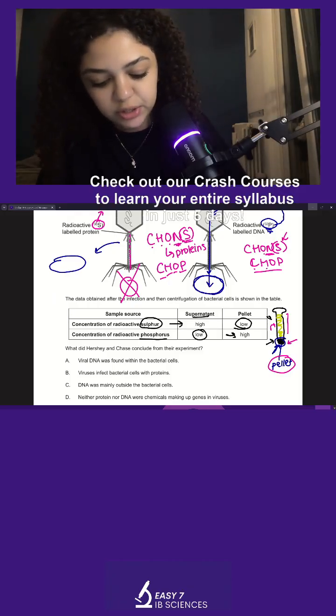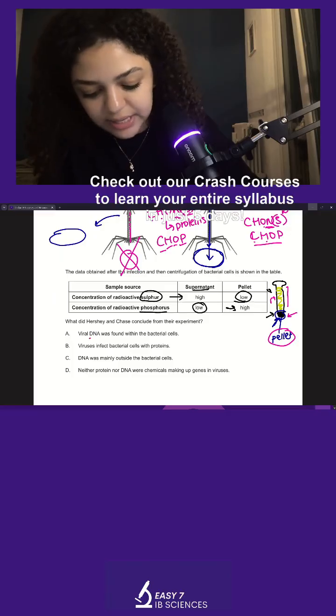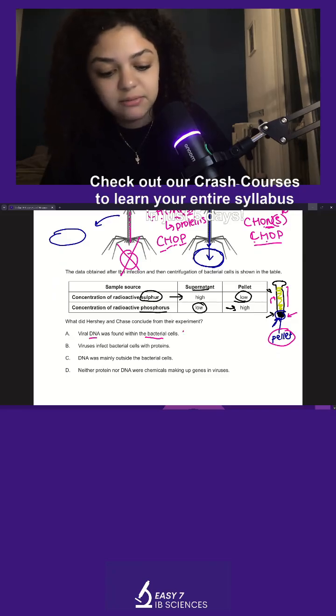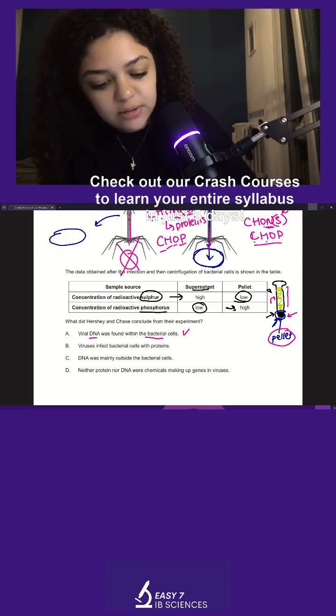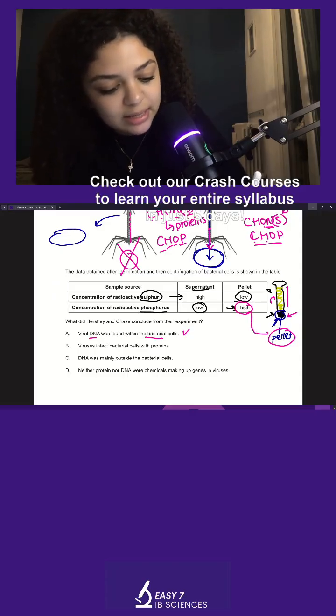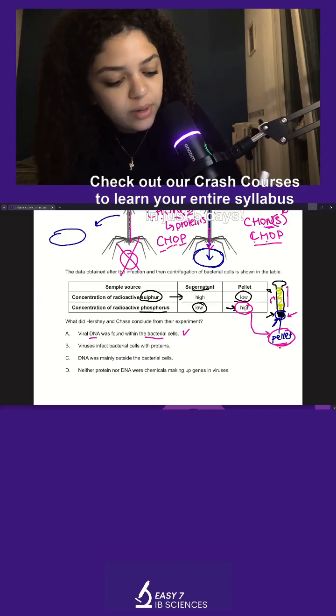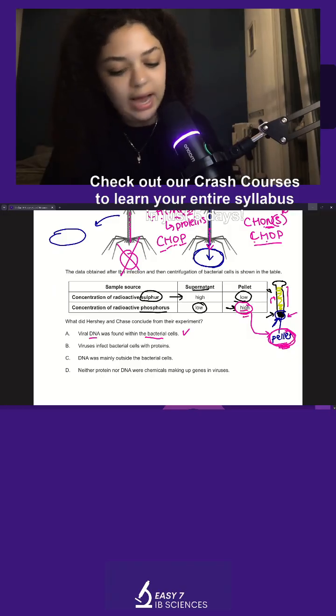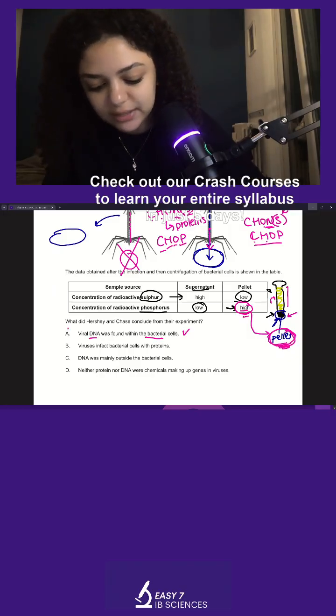So, what did Hershey and Chase conclude from their experiment? Viral DNA was found within the bacterial cells. Yes, this is true because the viral DNA was injected, the radioactive phosphorus was injected inside the bacteria and therefore was present inside the bacteria, which we know is essentially the pellet, and therefore that's why there was high radioactive phosphorus in the pellet. That's why A is the correct answer.